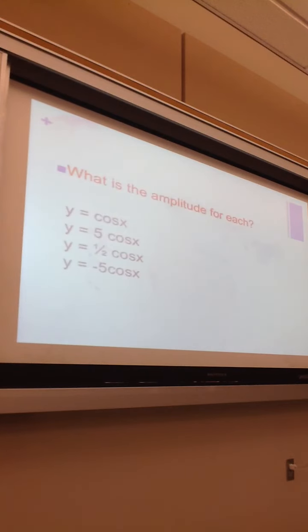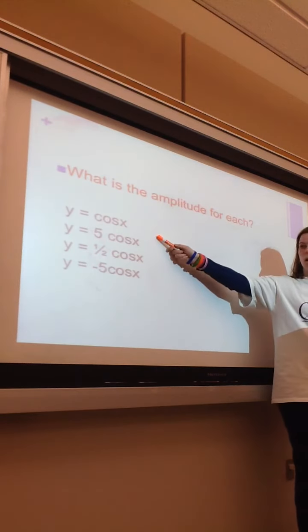So, what's the amplitude for each? You can call these out. I don't think you need to write anything down, up to you. Y equals cosine x. What's the amplitude? 1. There's always going to be a number. If it was 0, what would the graph look like? Nothing, a line not going anywhere, so it has to be a number. So the amplitude is 1.